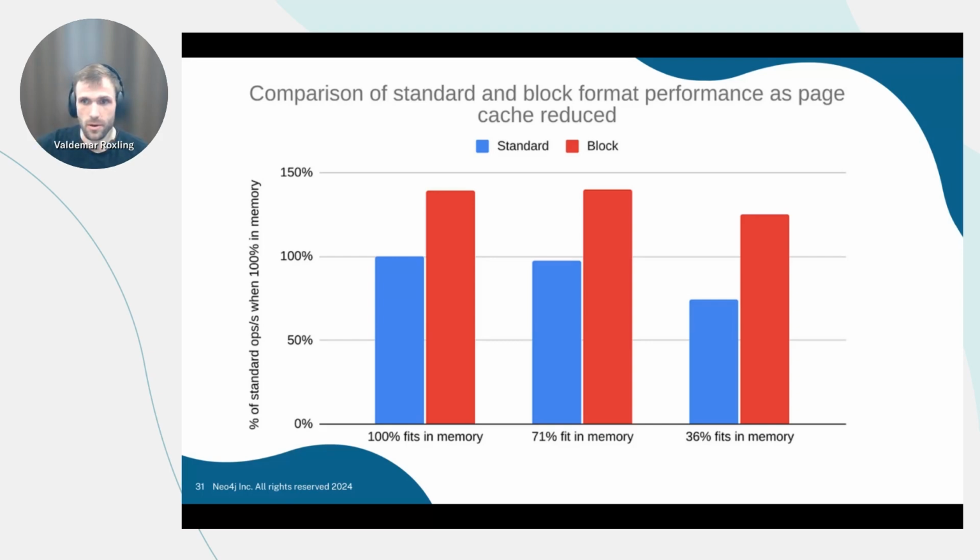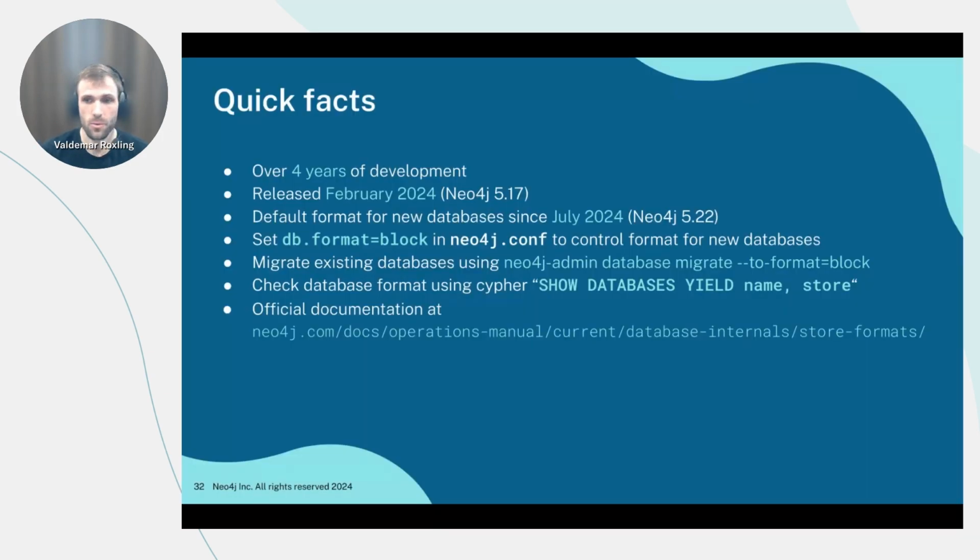So let's wrap up with some quick facts about block format. It took over 4 years to develop this, and there was a lot of engineering going into making this a reality. We released this for everyone in February, in Neo4j 5.17 this year, and then we made it the default format for new databases in July. So if you go in Aura and create a new database, block format is what you will get.